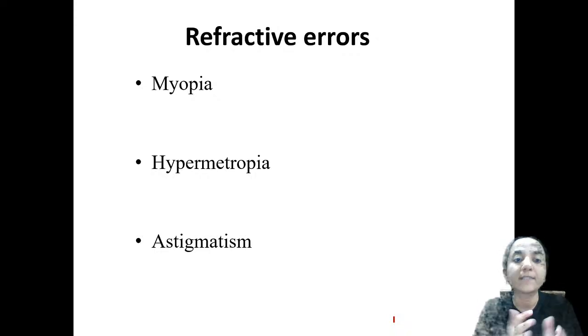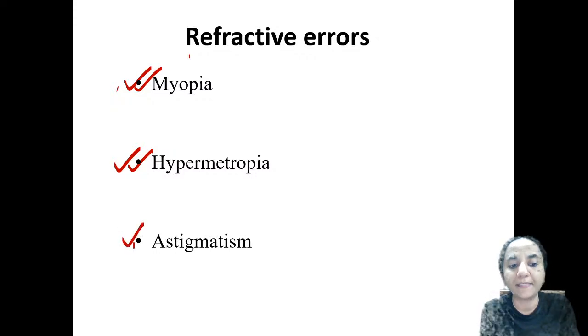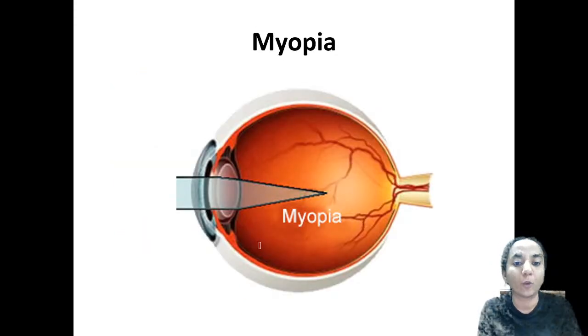That is, what is the optics of myopia, hypermetropia, and astigmatism. So there are three main types of refractive error. That is myopia, there is hypermetropia, and there is astigmatism. So then what is myopia? What is, purely from an optics point of view, what is myopia?